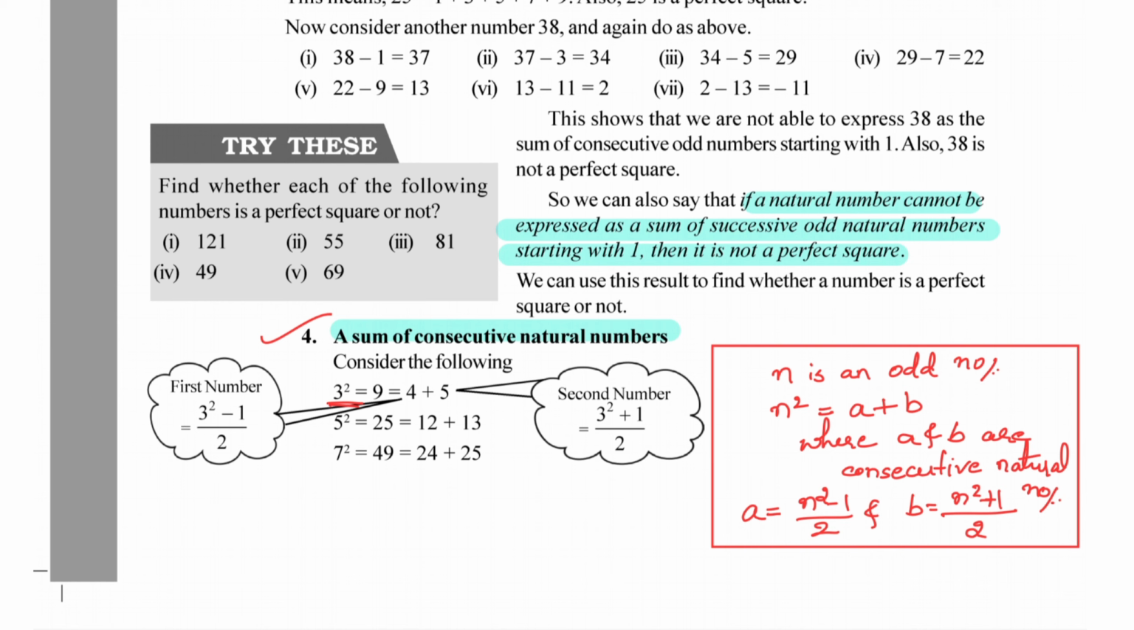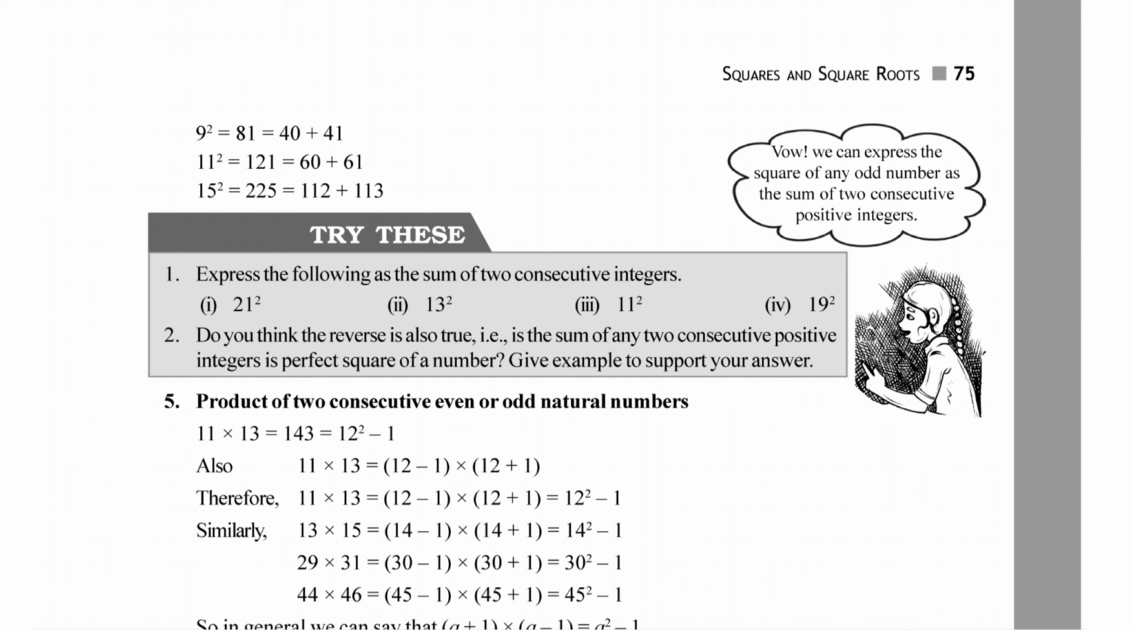So if we have n as an odd number whose square can be written as the sum of consecutive natural numbers, you can find a as n square minus 1 by 2 and b as n square plus 1 by 2, where you can check this result for all these numbers. So what you can make note of is that we can express the square of any odd number as the sum of two consecutive positive integers.